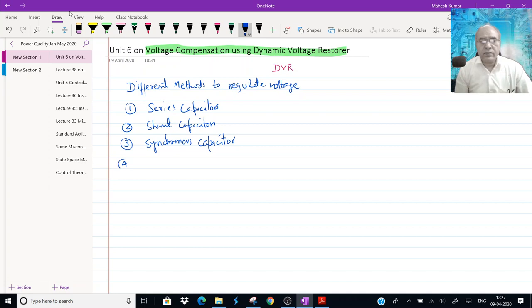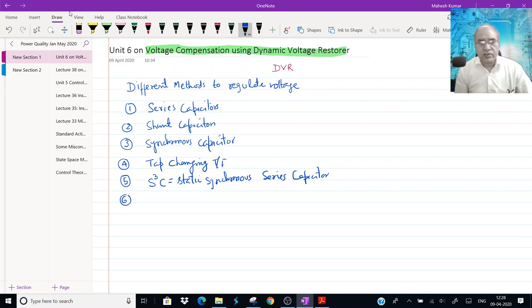And we may also have tap changing transformers, in which we just change the setting of the transformer to give the output voltage. Then there are FACTS devices called SSSC, the static synchronous series compensator. And we may also use the active power filtering based compensator called DVR, or dynamic voltage restorer.